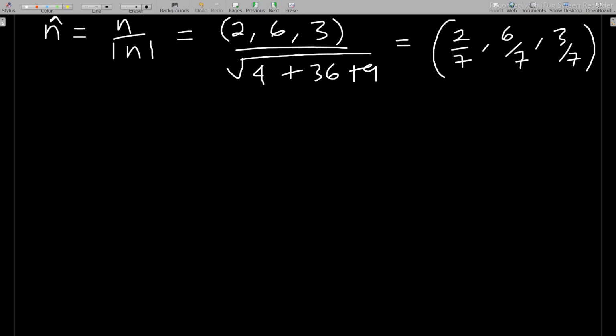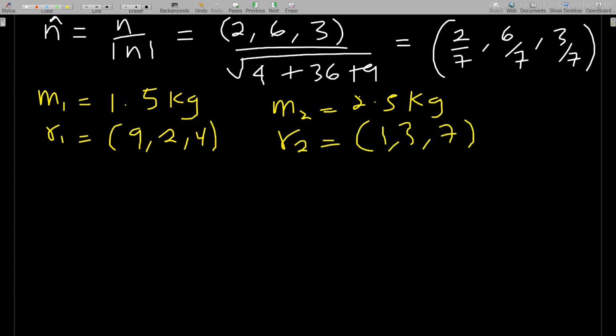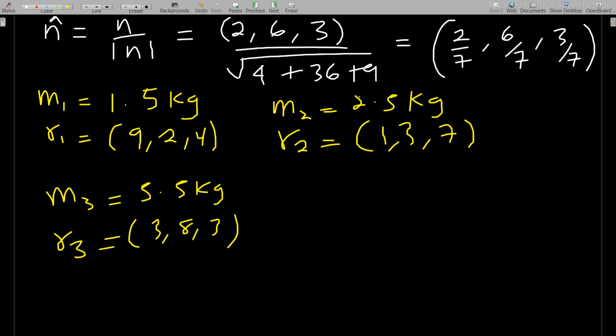So for m1 equals 1.5 kg, we have r1 equal to 9 2 4, and for m2 equals 2.5 kg, we have r2 equal to 1 3 7, and for m3 equals 5.5 kg, you have r3 equals 3 comma 8 comma 3, and these are our position vectors.